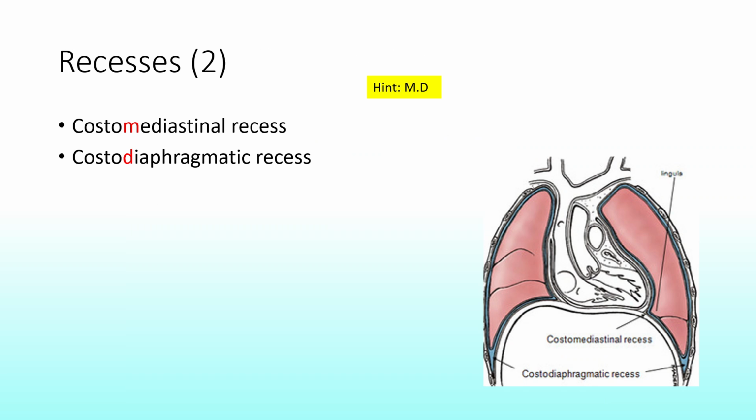So let's get to that part. Our lungs have two recesses. The costomediastinal recess is located between the ribs and the mediastinum, as you can see in this diagram. And the costodiaphragmatic recess is located between the ribs and diaphragm. One way I like to remember this is MD, so MD kind of falls into those two words.